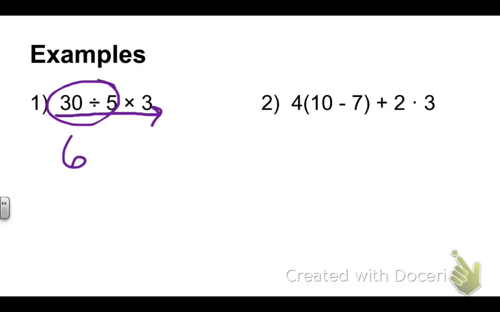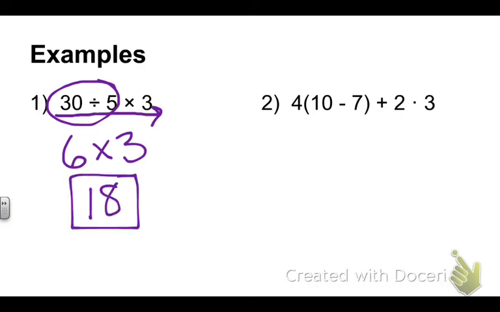Rewrite the rest of the expression. Times 3, and 6 times 3 is 18. Alright, you do not do your multiplication first. You do whatever comes first, left to right. So number 2, a little bit bigger. 4 times, remember it's got those parentheses there, so 4 times 10 minus 7, plus 2 times 3. So step 1, grouping symbols. Yes, that's what we need to take care of first.